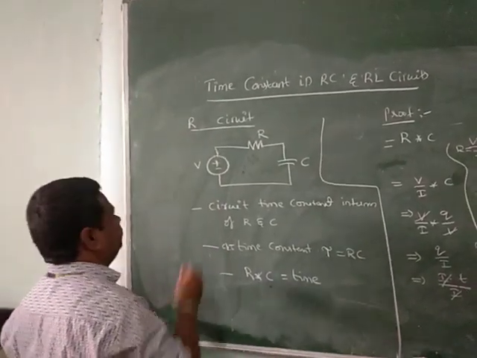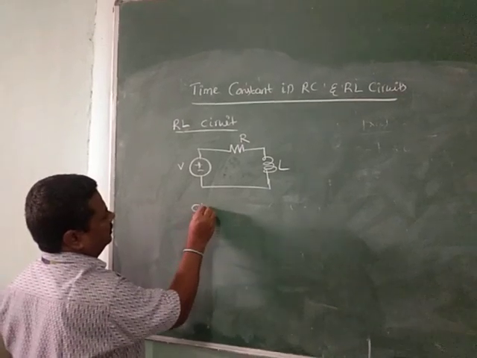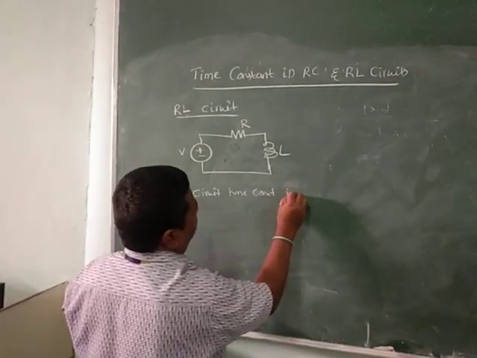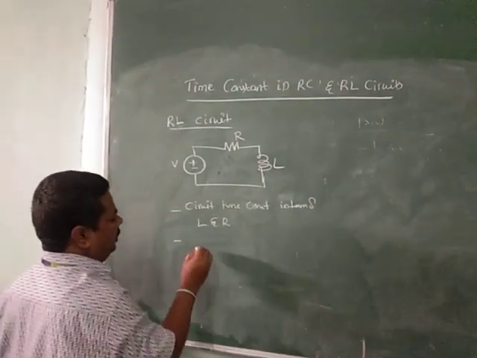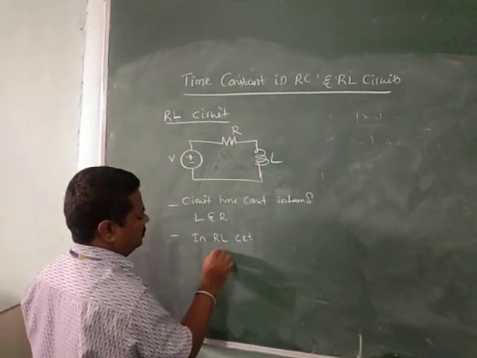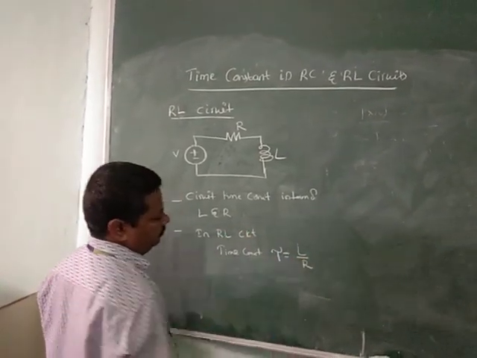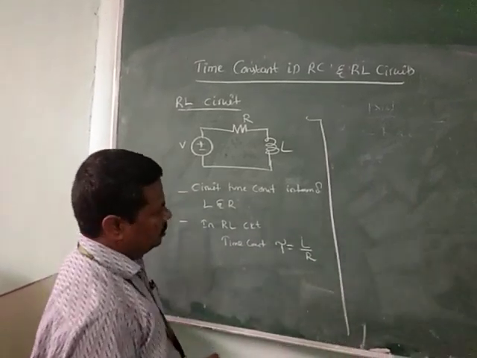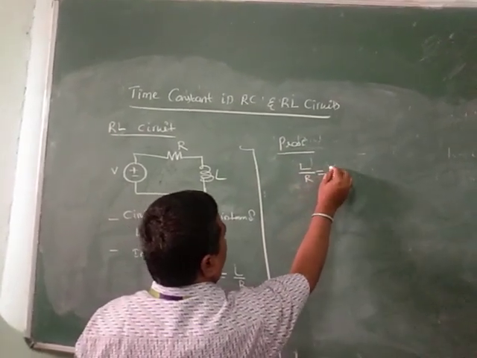Similarly, RL circuit. In RL circuit, what is the circuit time constant? Circuit time constant in terms of L and R. In RL circuit, time constant tau is equal to L by R. Whereas in RC circuit, tau is equal to R into C. Whereas in RL circuit, tau is equal to L by R. To prove that, L by R is equal to time.